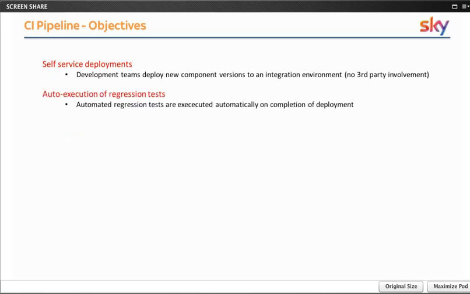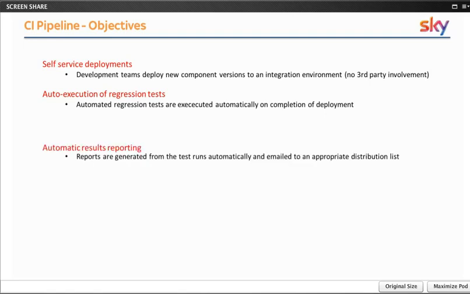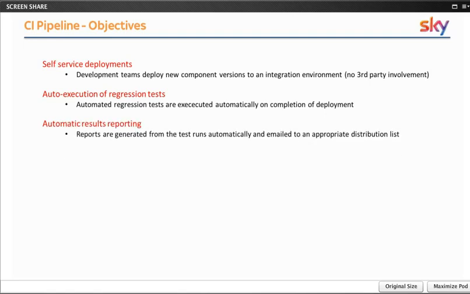After having done that and the deployment having taken place, then that would automatically trigger some automated regression tests, which the automation test team are wholly responsible for. On the completion of the execution of the test, then we wanted to be able to generate test reports from those test runs and email these out to an appropriate distribution list, part of which would be the person who did the original deployment.